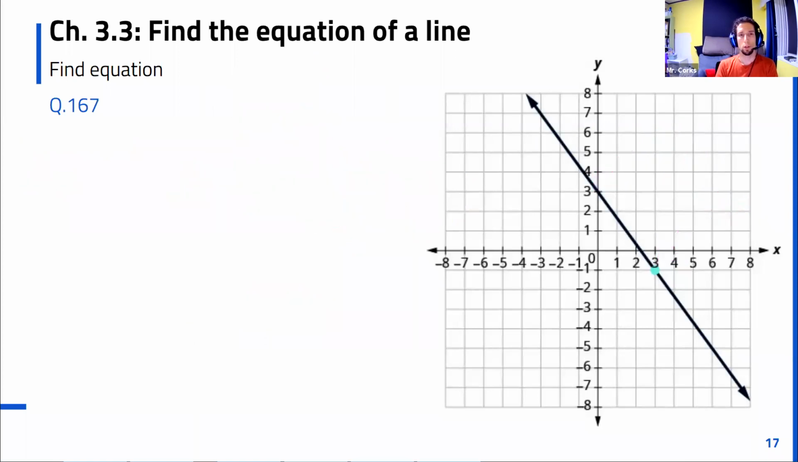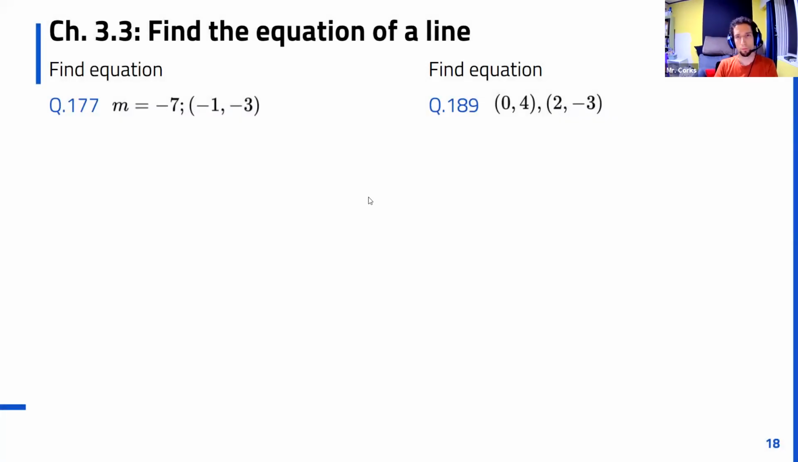All right, next 2. We have a slope and a point on the left. We have 2 points on the right. So no graph this time, let's just use algebra. Find the full equations in slope-intercept form for both of these lines. I'll give you a bit of time to work. If you have them, write the answers into the chat, please.